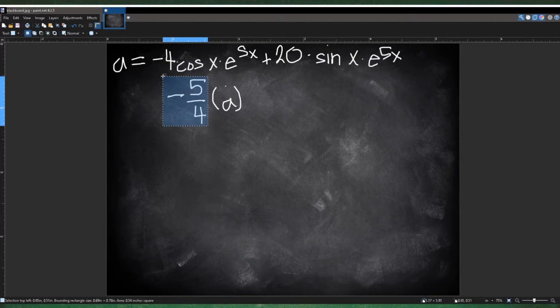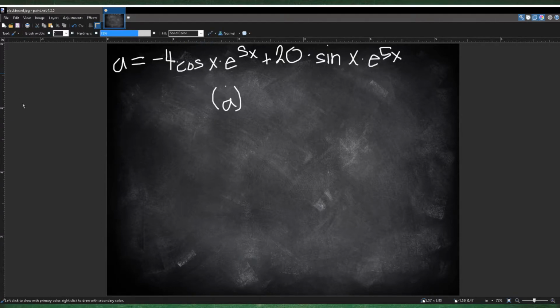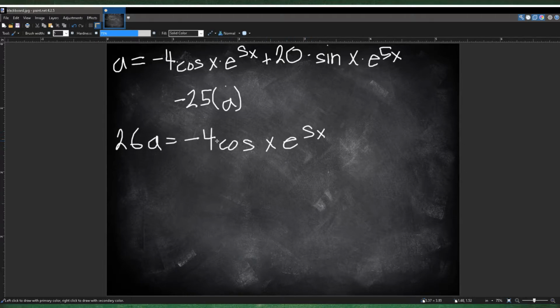Okay. Sorry if this is a little bit confusing, but if you write it out on paper and follow my steps, it kind of makes sense. So we have negative 25a now. So this is just minus 25a. So you just add 25a to both sides. So this should just be 25a plus a is 26a. And then we just had negative 4 cosine x e to the power of 5x plus 20 times sine x times e to the 5x.